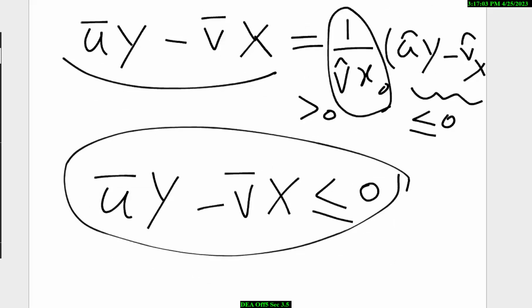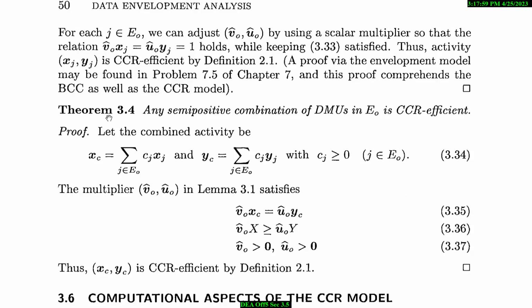So we proved that there exists positive weights with the optimal value of 1, that with the definition proves the DMU P's CCR efficiency. And theorem 3.4 says any semi-positive combination of DMUs in E O is CCR efficient.